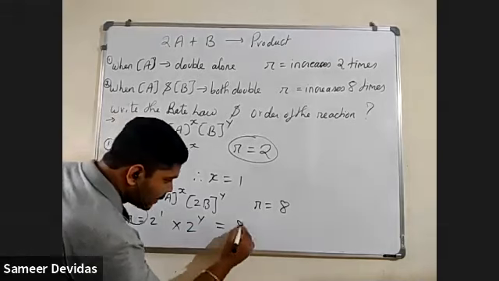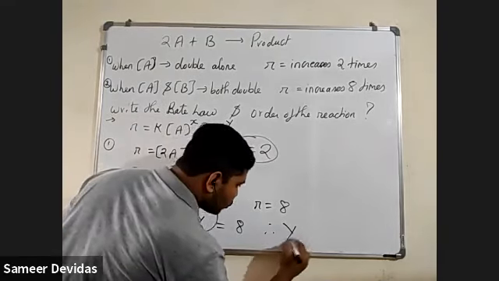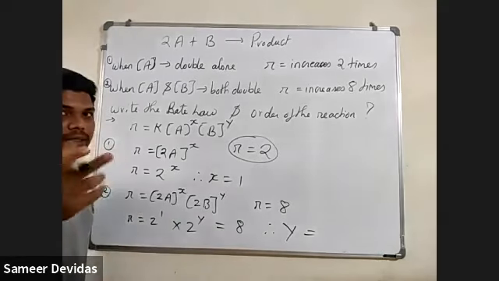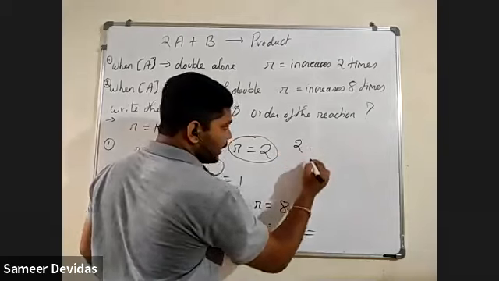To get the answer 8, what should be Y, students? 3. Write it properly. 2. See, one person is saying 2, one person is saying 3. See this properly. 2 into 2 raised to Y. It is 2, because already 2 is there.